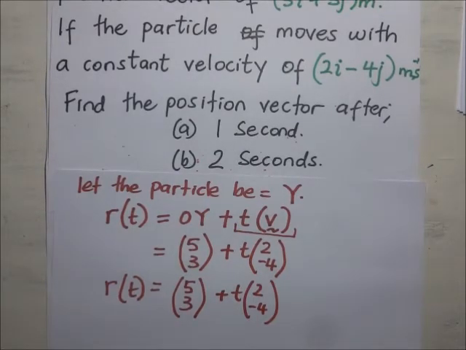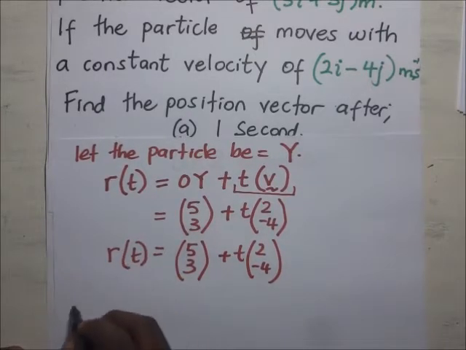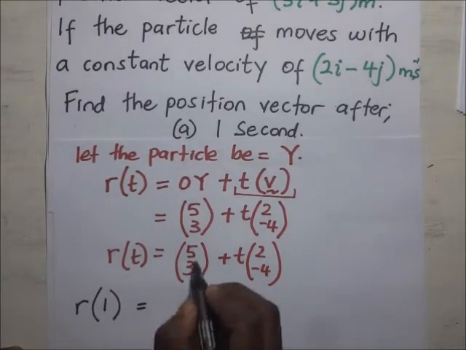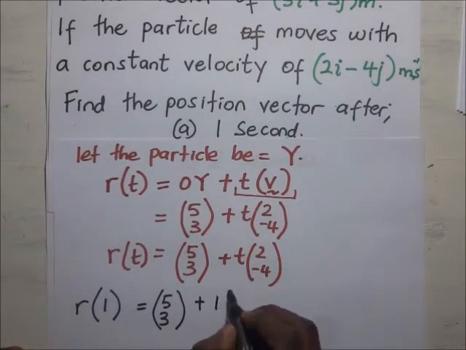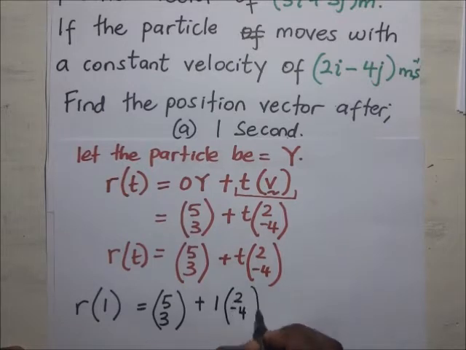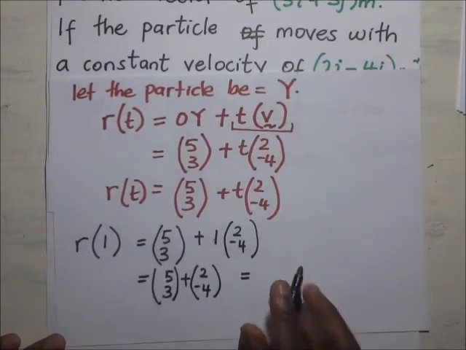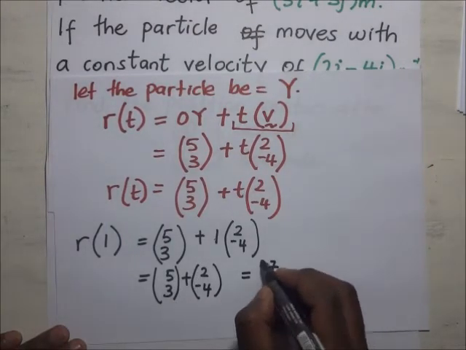To answer part A, after 1 second the value of t is 1, so r of 1 is going to be (5, 3) plus 1 times (2, -4). Of course, 1 times 2 is 2, 1 times negative 4 is negative 4, so this remains the way it is. It becomes (5, 3) plus (2, -4). So we go ahead and add these vectors. It's going to become 5 plus 2, which is 7, then 3 minus 4, which gives us negative 1.